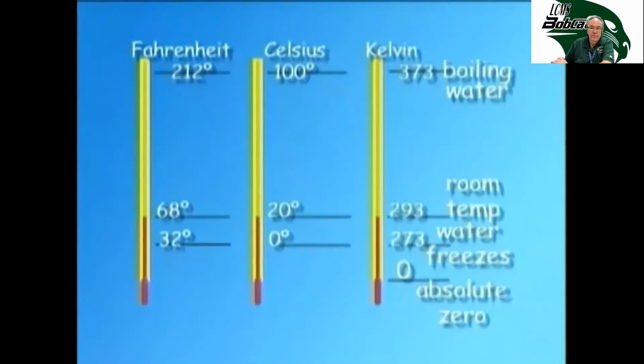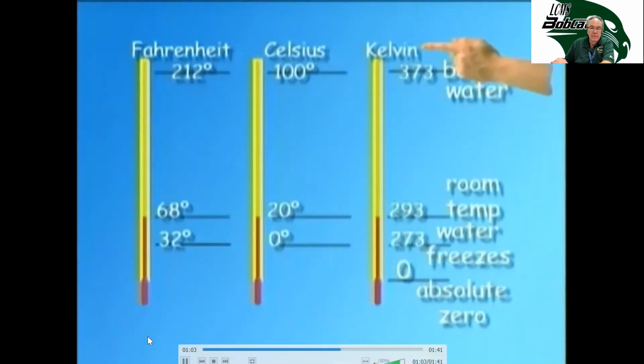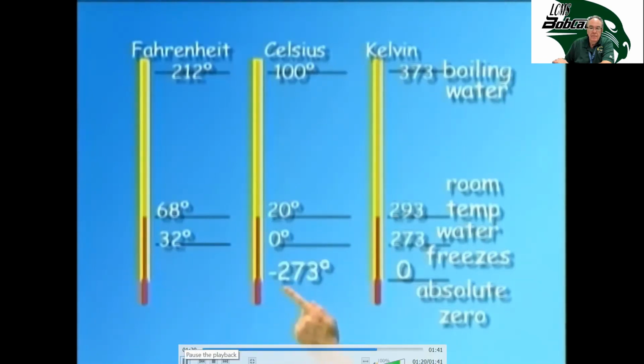There is another scale called the Kelvin scale. This scale is based on absolute zero. Absolute zero would be the point at which all atomic and molecular activity would stop. There would be no kinetic energy. On the Celsius scale, absolute zero is minus 273 degrees. The units in the Kelvin scale are the same size as the units on the Celsius scale.